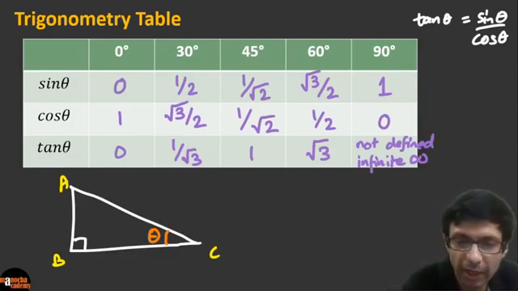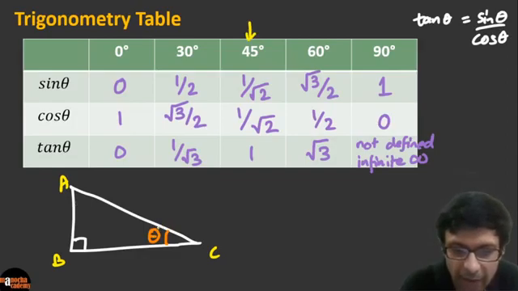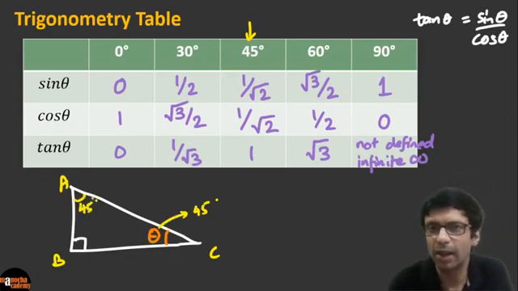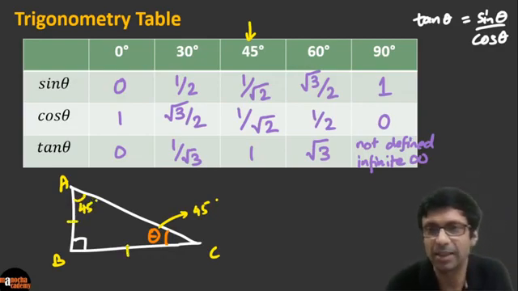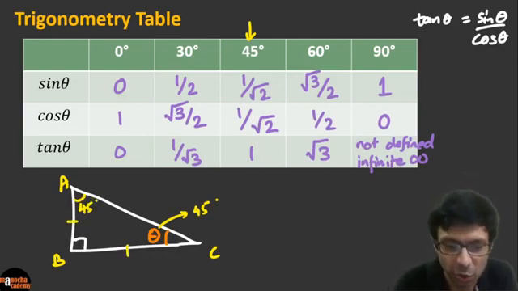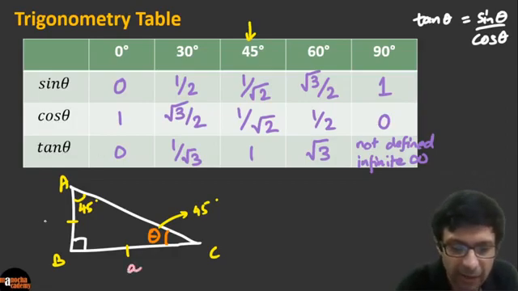For example, let's try this value. If you take angle theta as 45 degrees, so let's say this angle here is 45 degrees, then you know that this angle is also going to be 45. So can you see that we have an isosceles triangle here? These two sides are equal. So let's take them as A and A.